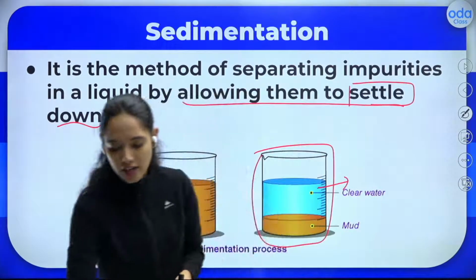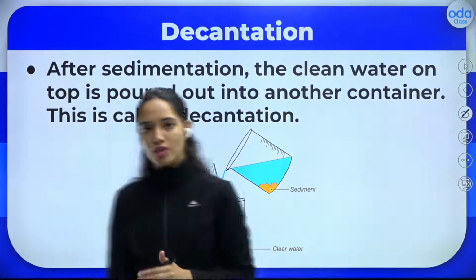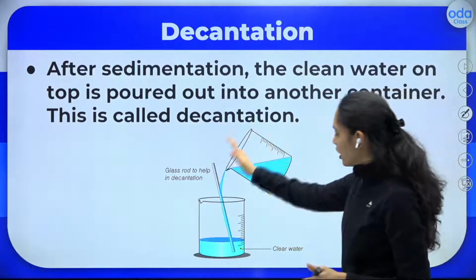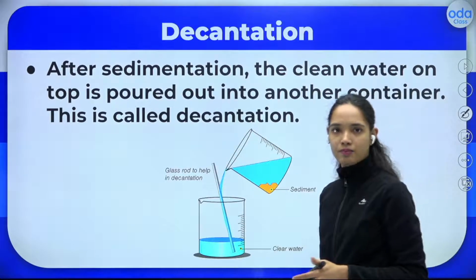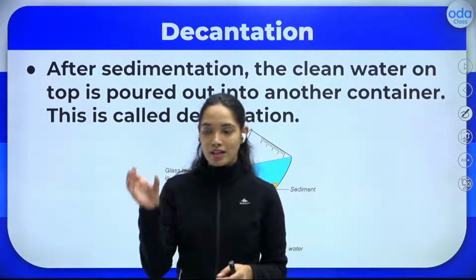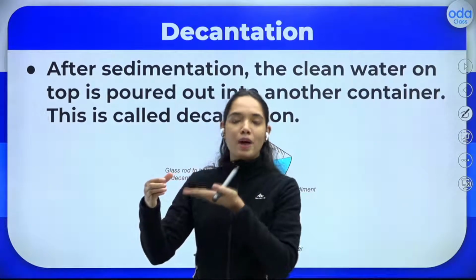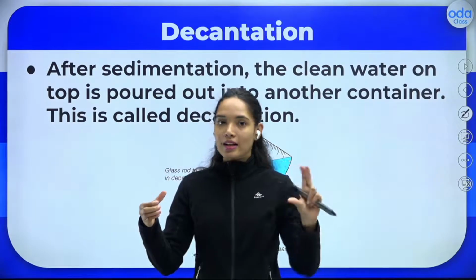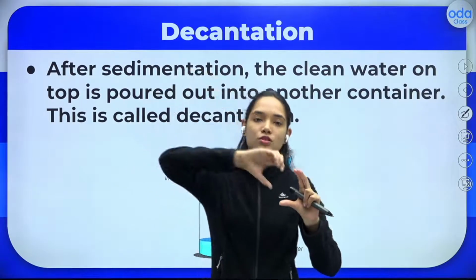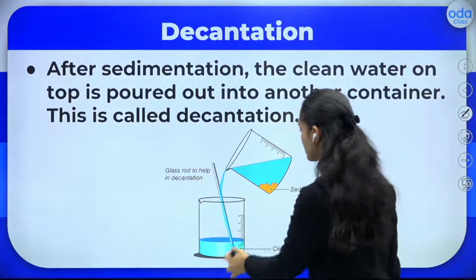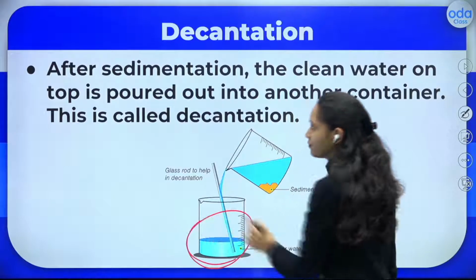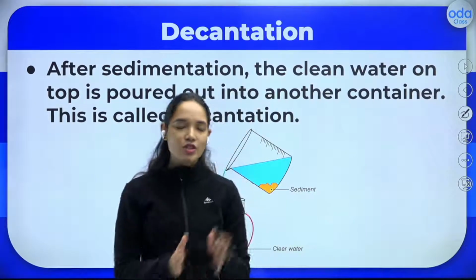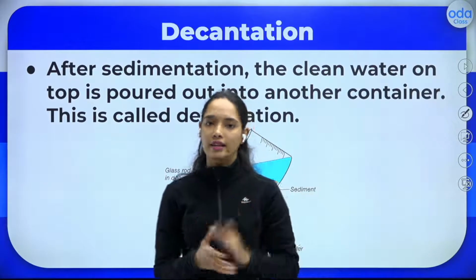Now how about decantation? After sedimentation, students, the clean water that is present is poured out into another container. The container that is your sediment container, where the particles have settled down, right? That is your sedimentation. Now we will take another clean container and we will pour this top water into it. This is called decantation. So students, sedimentation and decantation work hand in hand.